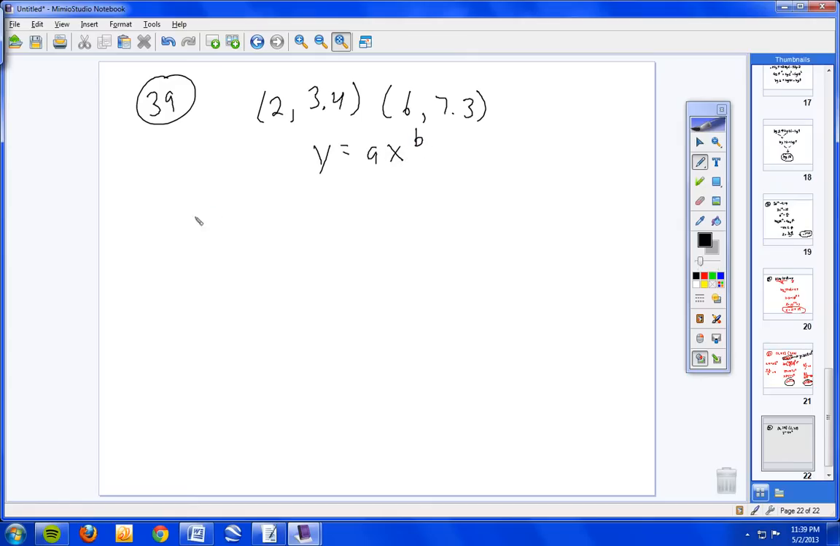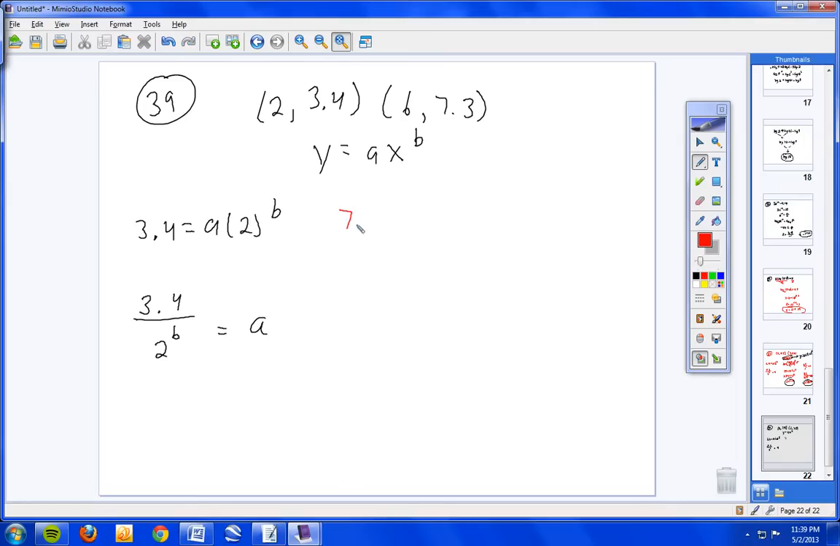So we come over here where the y is, I substitute 3.4, where the x is, I substitute 2 to the b power, and now we're going to get a by itself, so we divide both sides by 2 to the b power. So 3.4 over 2 to the b power equals a, because we divide this side by 2 to the b power, and those will cancel. And we must divide the other side also by 2 to the b power. Okay, a is all by itself. That's good. Now we come up here and take our second ordered pair.